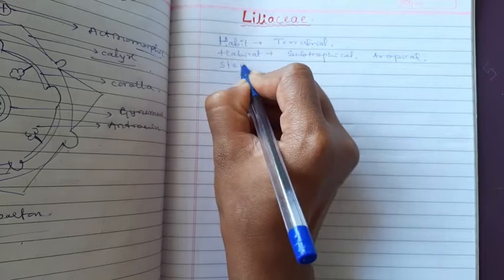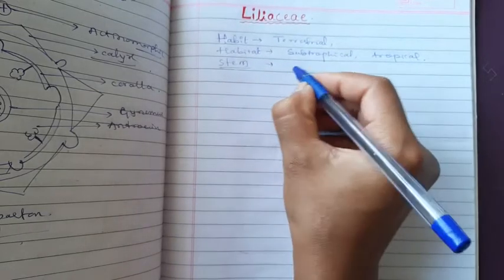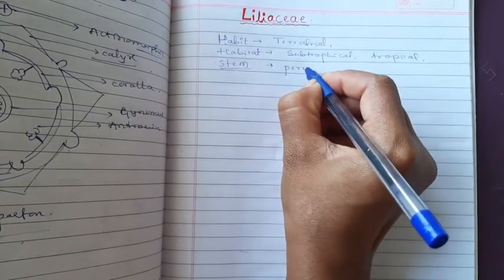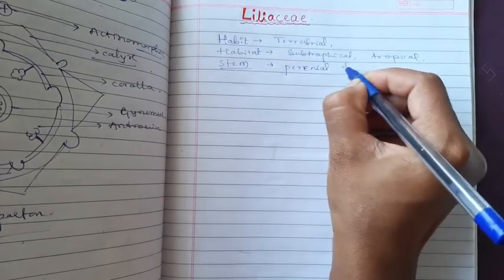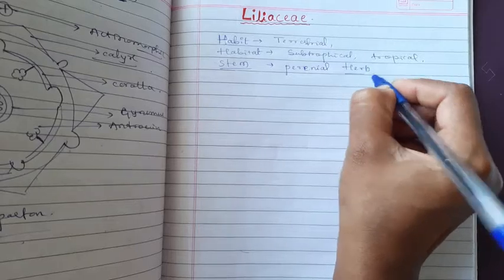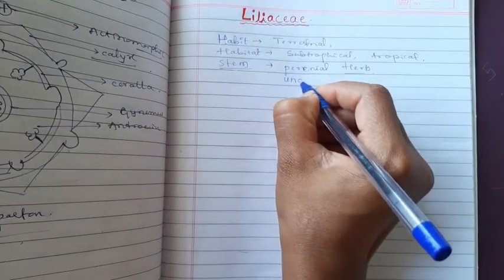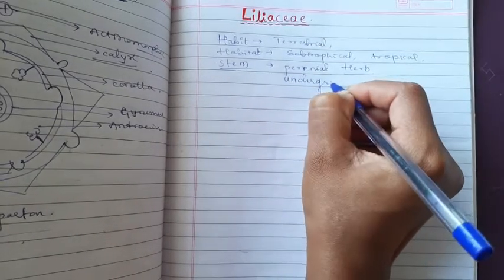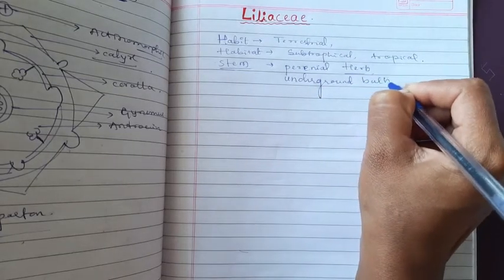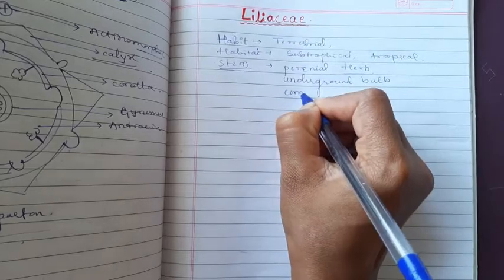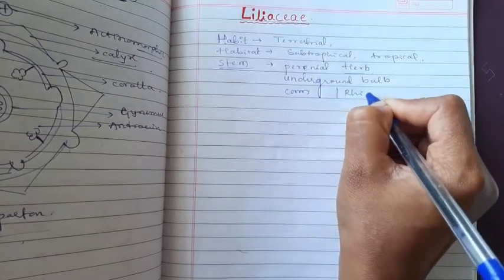Then stem is a perennial herb. Then underground bulb, corm and rhizome.